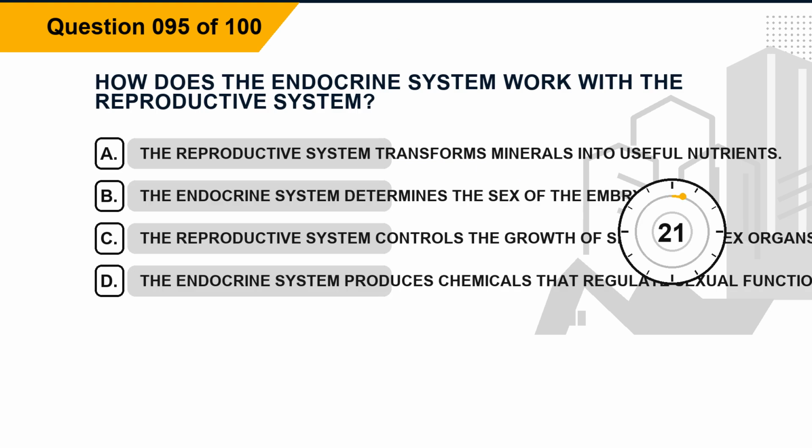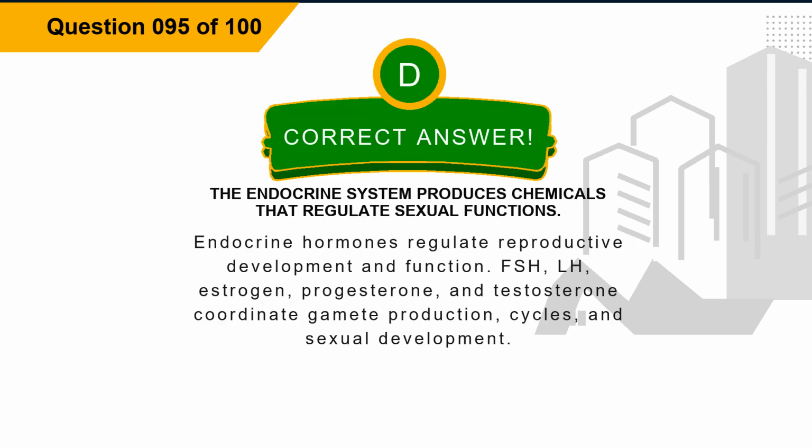Question 95. How does the endocrine system work with the reproductive system? Option A. The reproductive system transforms minerals into useful nutrients. Option B. The endocrine system determines the sex of the embryo. Option C. The reproductive system controls the growth of secondary sex organs. Option D. The endocrine system produces chemicals that regulate sexual functions. The correct answer is option D.